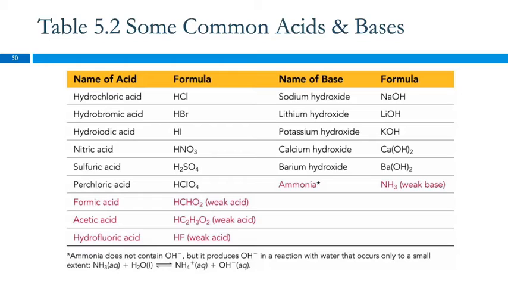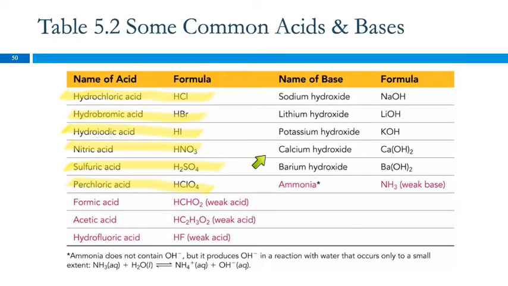So this is a list from your book of some common acids and bases. Maybe I'll do it this way. These are the strong acids. You should remember which ones those are. So there's 6 strong acids. Any other acid is a weak acid. So you remember the 6. If it's not one of those, it's a weak acid.